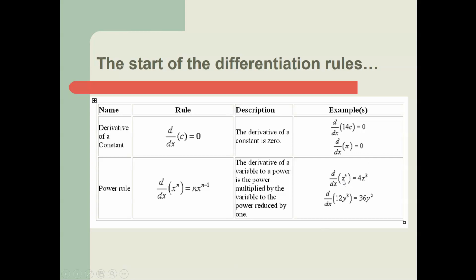So the derivative of x to the 4th becomes 4x cubed. Now, if you have a constant in front of your variable, when you bring the power down, you just multiply the power by the constant. So here the power is 3, so 12 times 3 is 36. Subtract 1 away, and you get y squared.